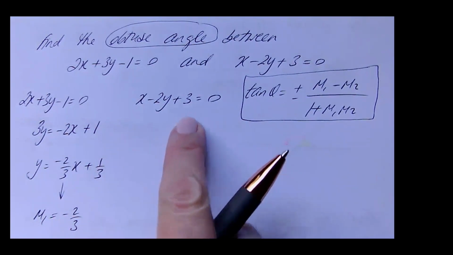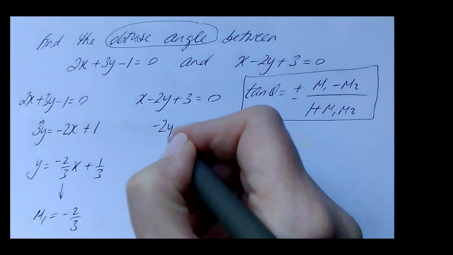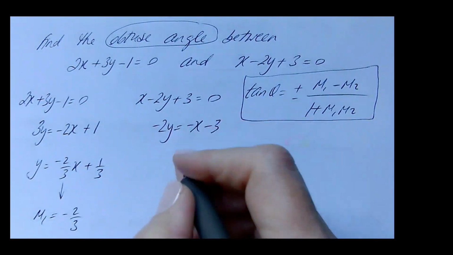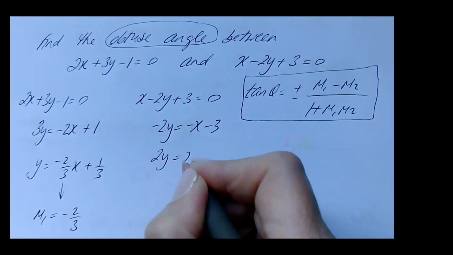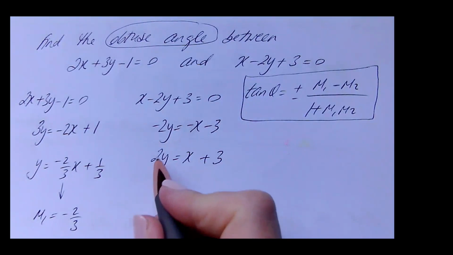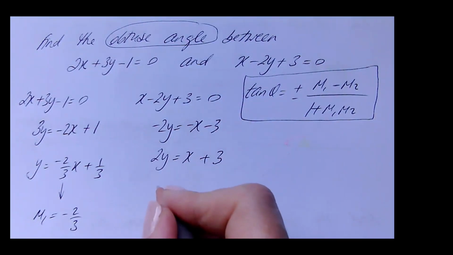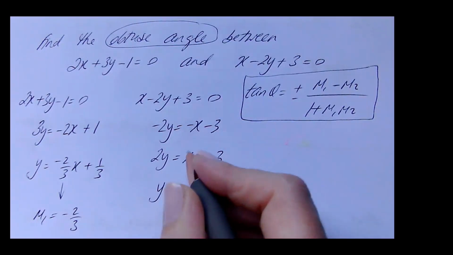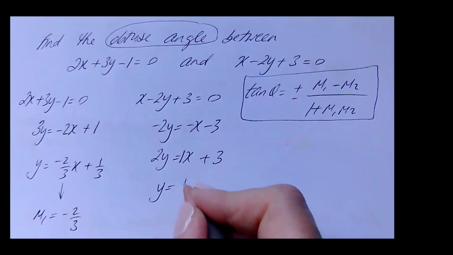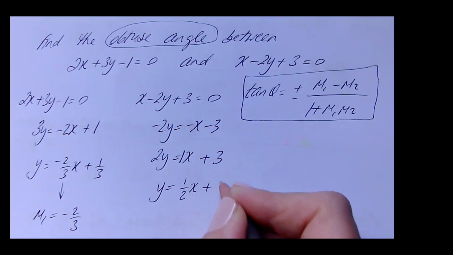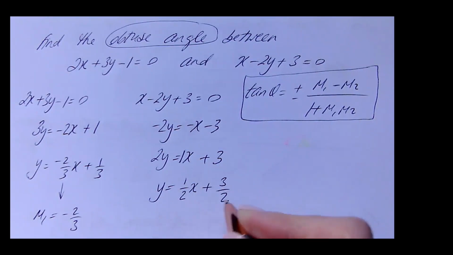Let's do the same thing here. We need to rearrange it. Again, I just changed all the signs there. So I have it positive, and now I'm going to get the y on its own. So I'm going to divide across by 2. That, of course, is a 1x. So when I divide by 2, it's going to be a half x, and then 3/2. And now I can pull out the coefficient there, and I'm going to get my other slope is a half.